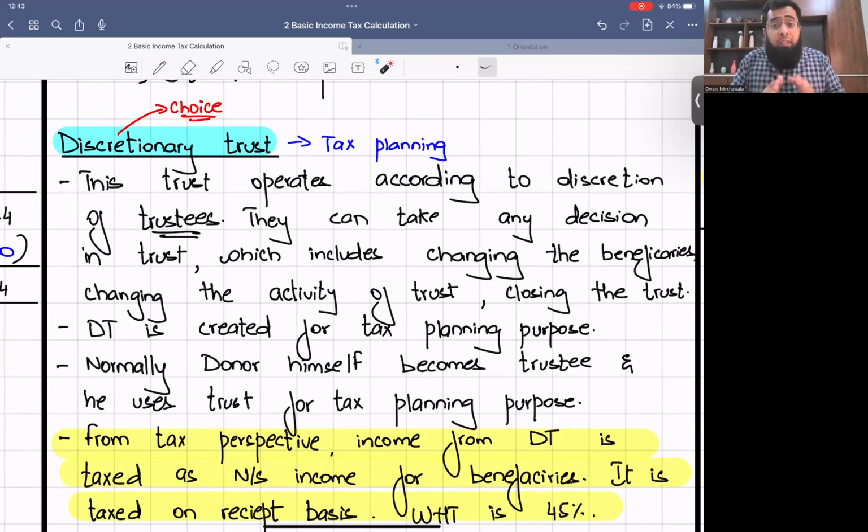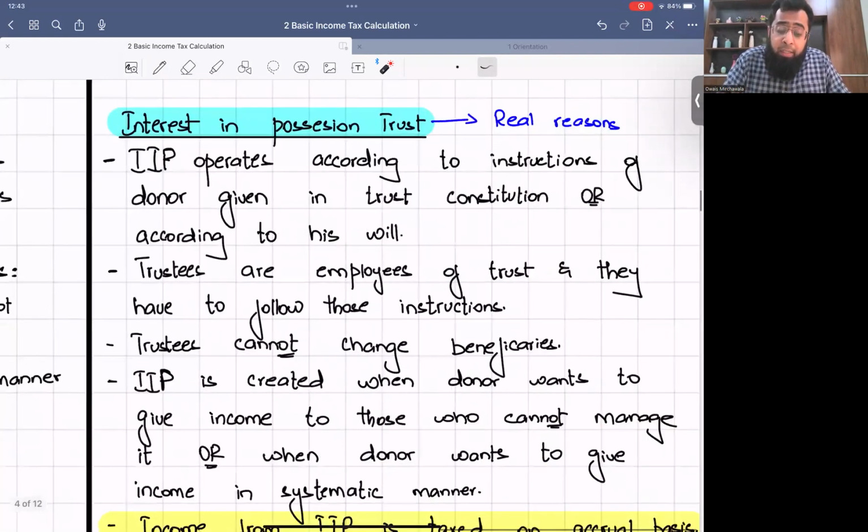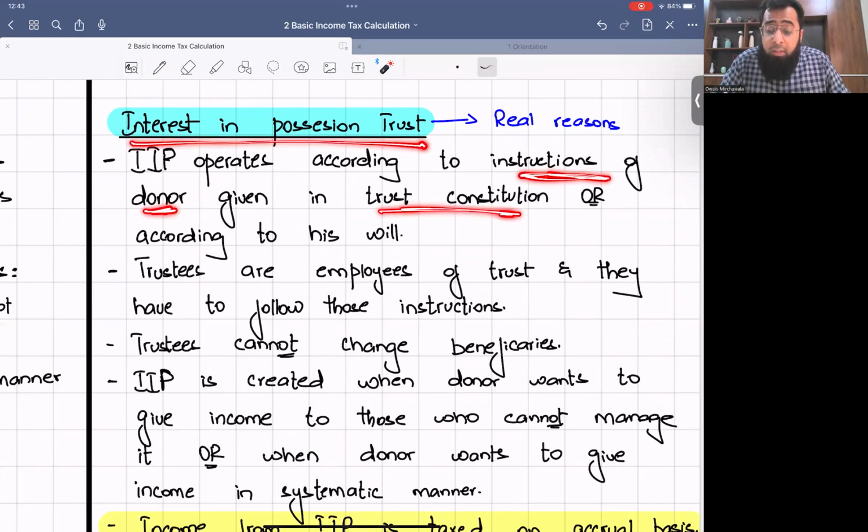If my children are small, or if I want to give income in a systematic manner, in that case, I will go for interest in possession trust. In this trust, the trust operates according to the instructions of the donor given in the constitution or his will. Here, the trustees are just the employees of the trust.